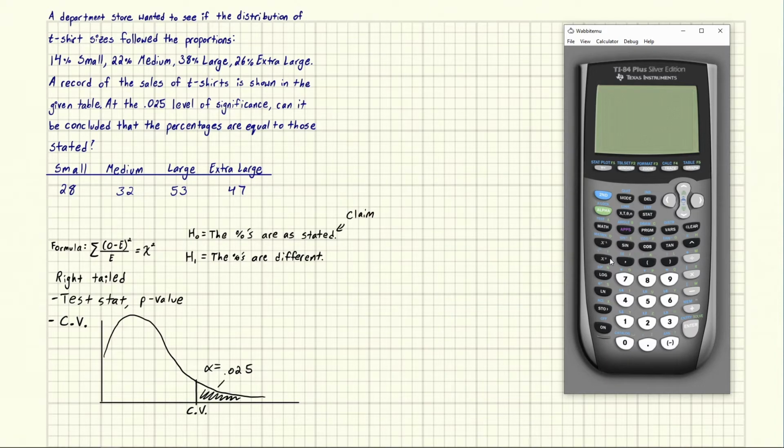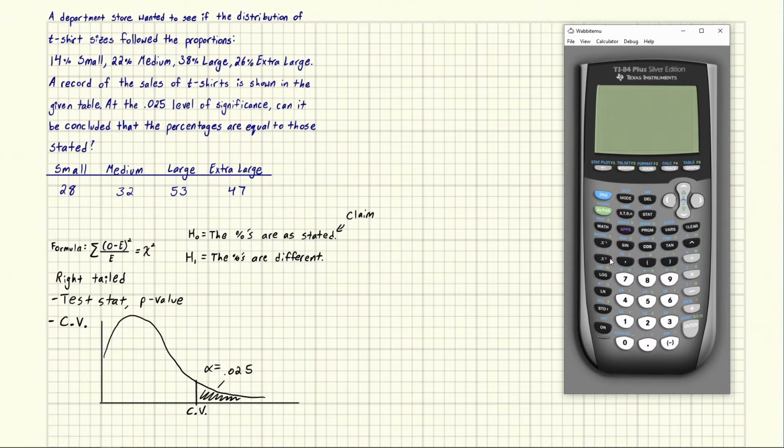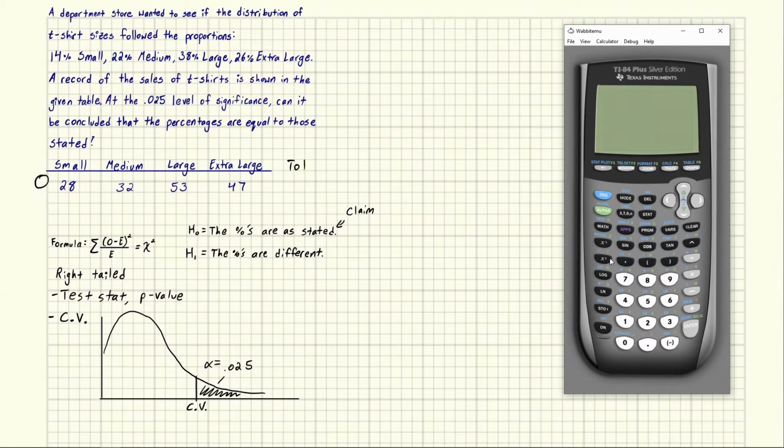So to do that, we're going to take all these numbers and put them all back together. All these are our observed values, and this is going to be our total over here. Let's just do that. We're going to turn our calculator on and do 28 plus 32 plus 53 plus 47. That gives us 160. So that is the total number that's being split apart into these different categories.